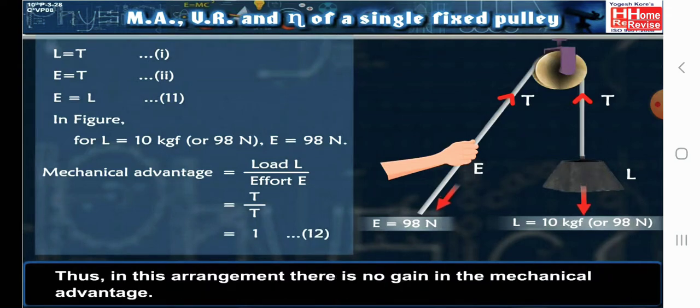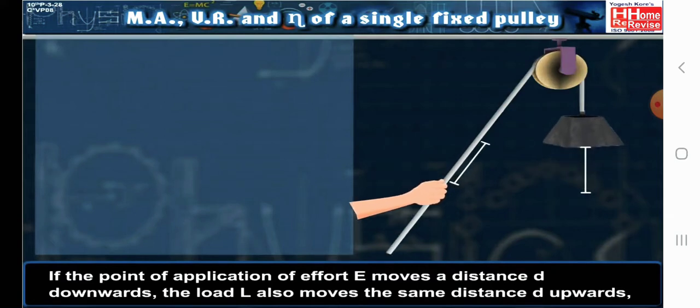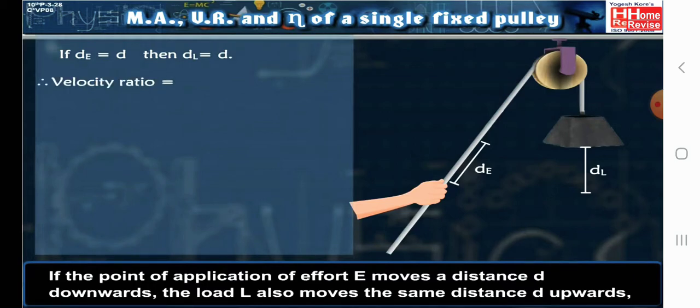Thus, in this arrangement, there is no gain in the mechanical advantage. If the point of application of effort E moves a distance d downwards, the load L also moves the same distance d upwards. That is, if dE is equal to d, then dL is equal to d. Therefore, velocity ratio is equal to dE upon dL is equal to d upon d, which equals 1. Let this be equation 13.